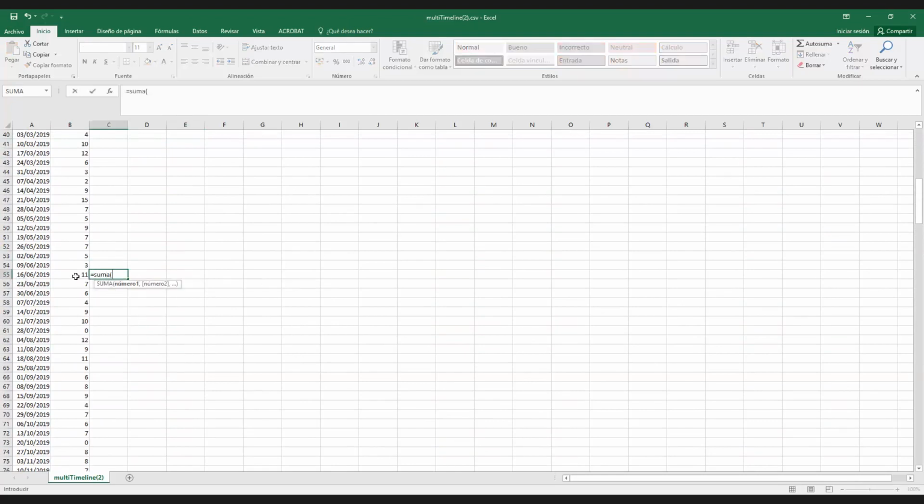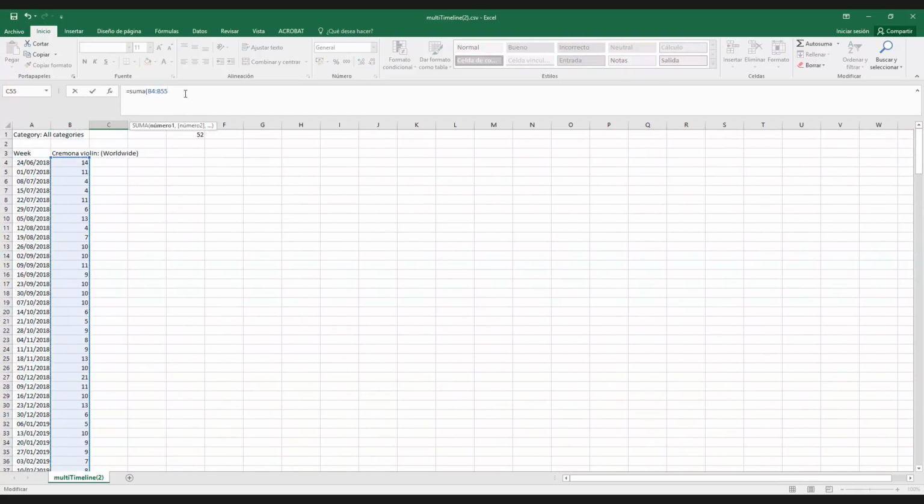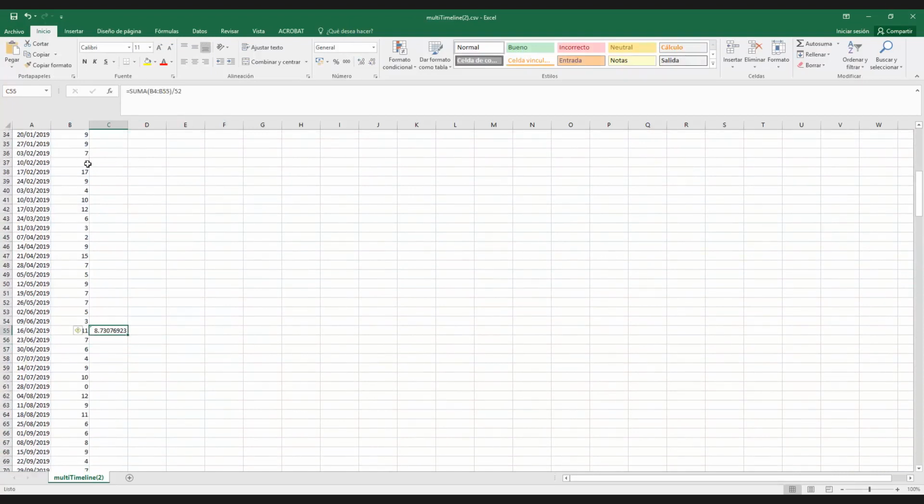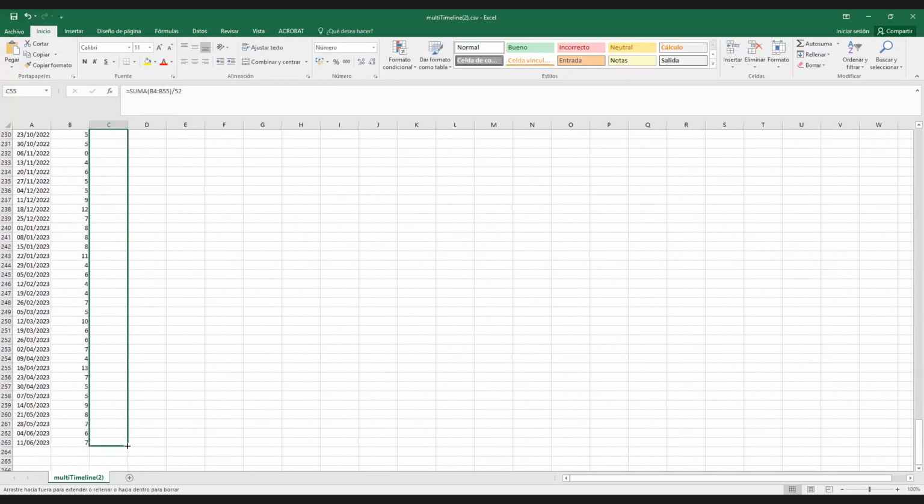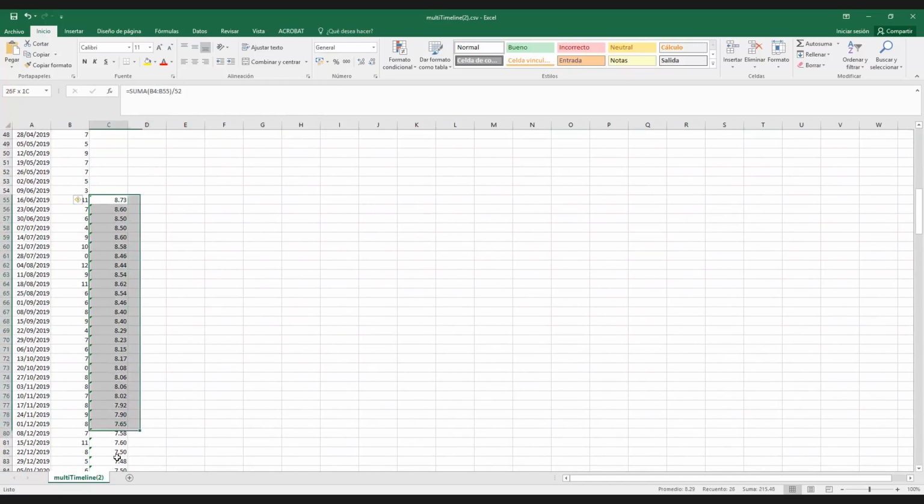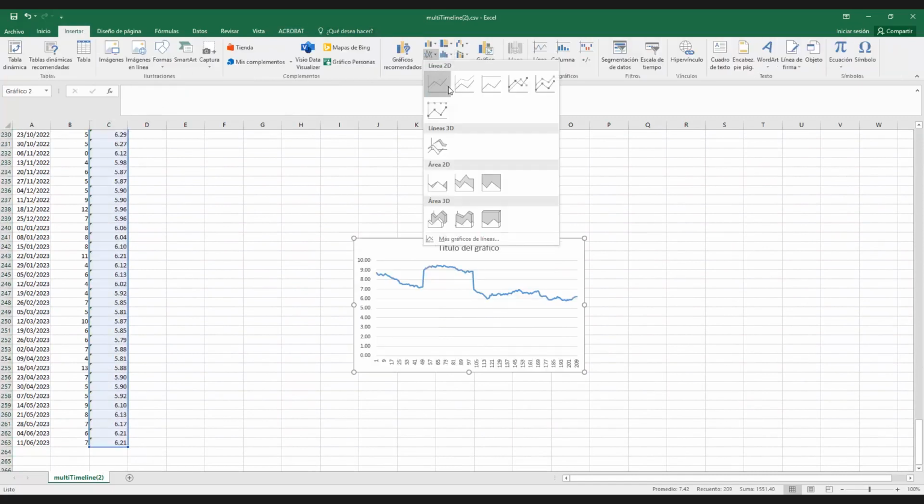Yes. And I need to calculate the average of the first 52 weeks. So the average of the first 52 weeks is here. Can you see it? I performed the average of the first 52 weeks, and then once I perform this, I just copy paste to the remaining cells. And now I'm going to draw it to see what happens with the weekly data.